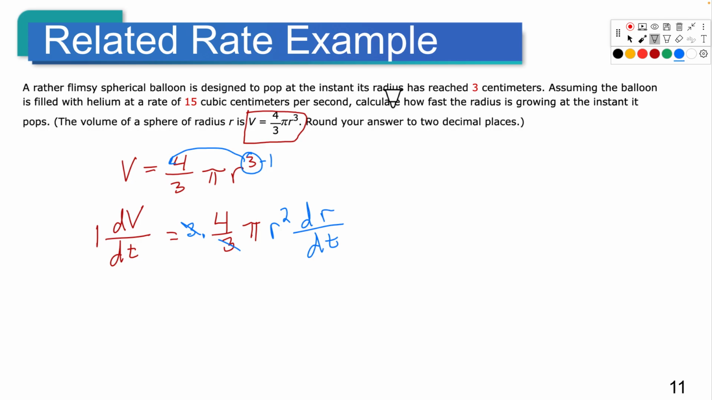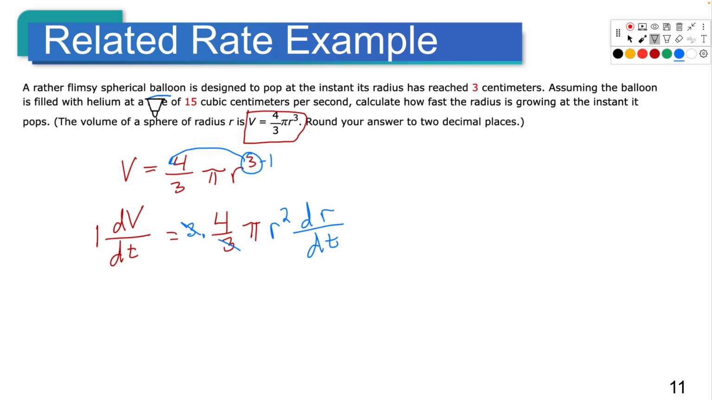And then now is the time I go back. So after I take that derivative, that's when I go back to the question and I try to plug in the information that they gave me. How do I identify the numbers that are derivatives?